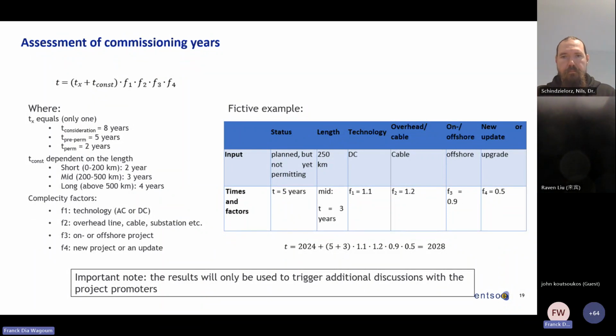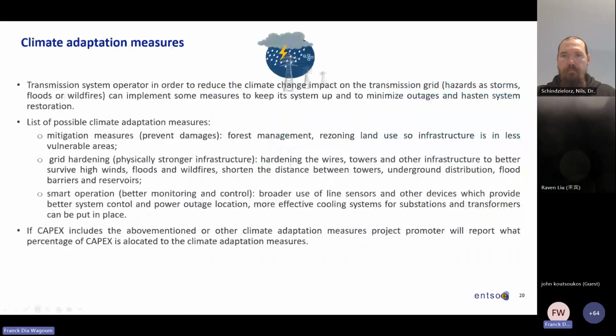And yes, as Niels was saying, we have a last topic, which is mainly for information. We have this requirement from the TYNDP regulation to define also the impact of climate adaptation measures taken by project promoters for projects.